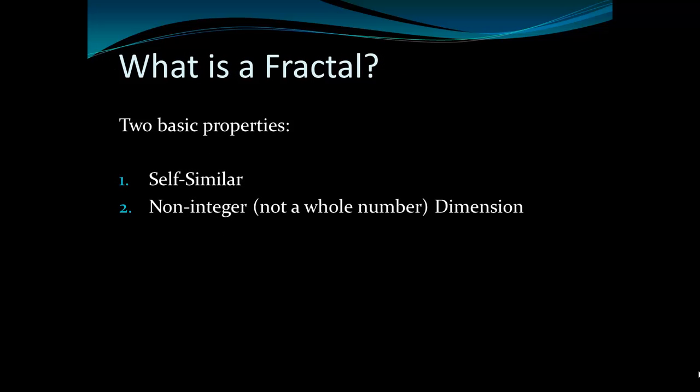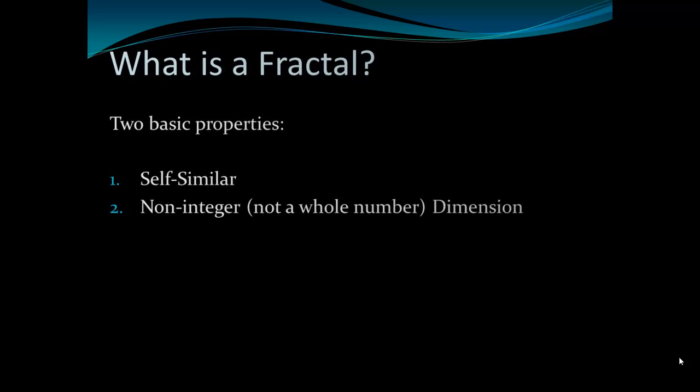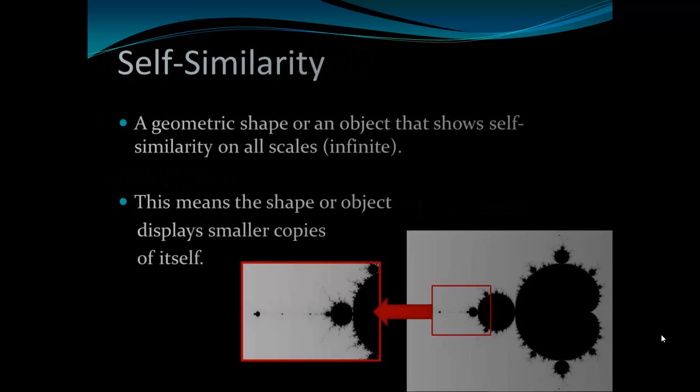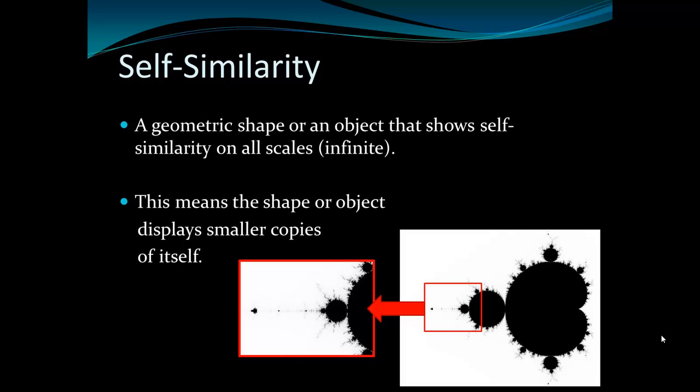So what is a fractal? Well, fractals have two basic properties. They are self-similar and have a non-integer dimension. So what does that mean? Self-similarity is found in a geometric shape or object that has smaller copies of itself as you zoom in closer to the shape or object.